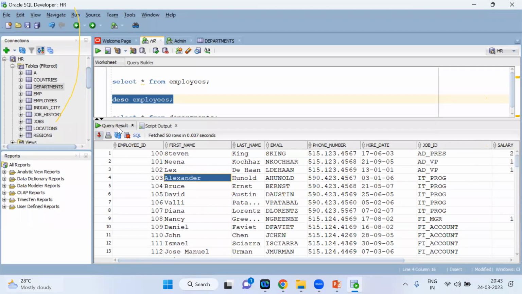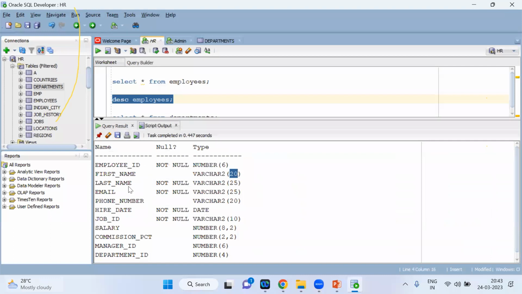Up to 20 characters you can store. So that is what they have explained here. Email ID is also varchar2, and phone number they have also mentioned as a varchar2. We'll see what is varchar2, what is number, all these things.